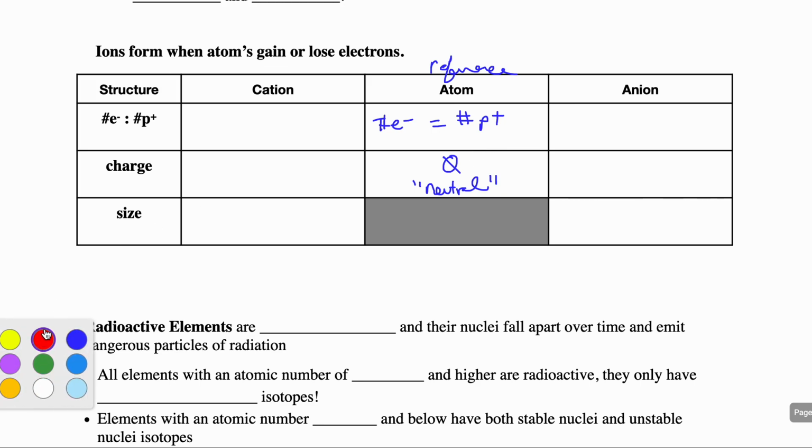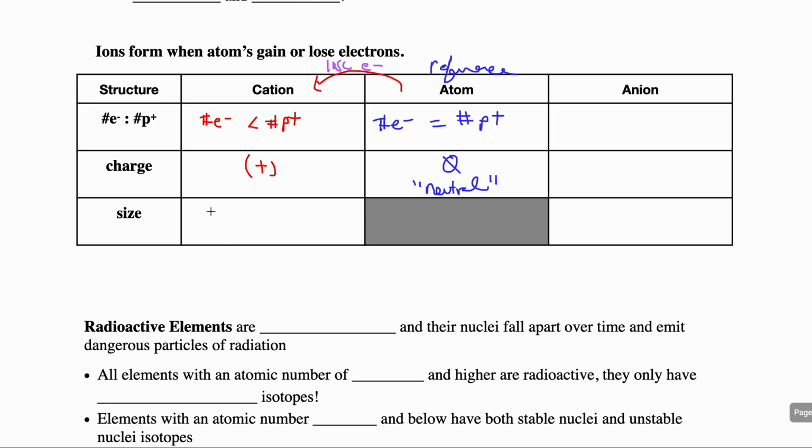When an atom goes to form a cation, the resulting structure has a positive charge. The reason it has a positive charge is because now the number of electrons is less than the number of protons. So in order to form a cation, the atom loses one or more electrons. And because particles were lost from its structure, the cation is always smaller than the atom.